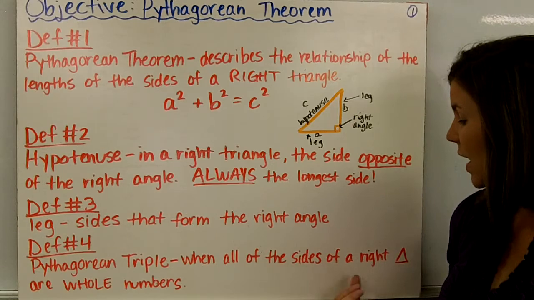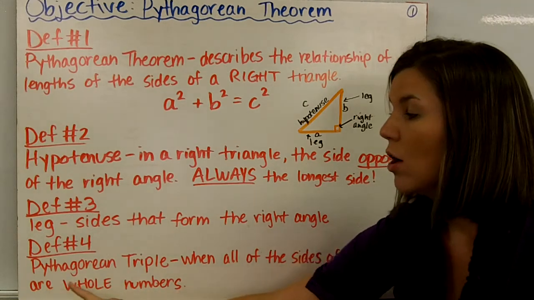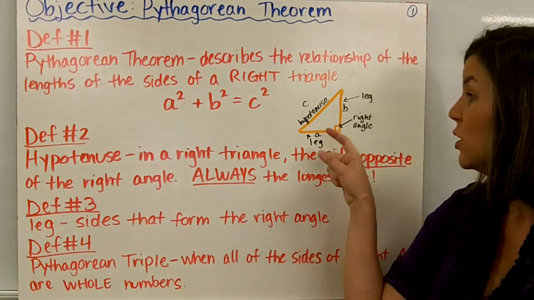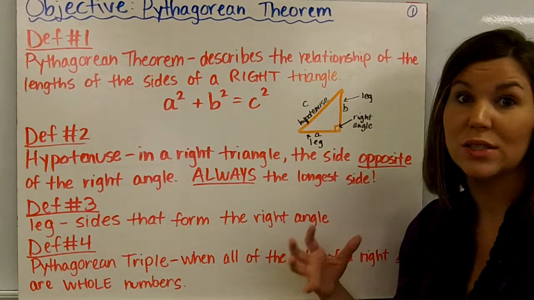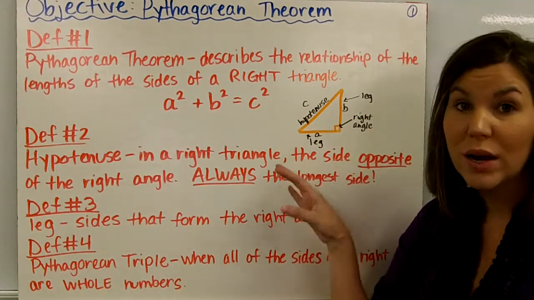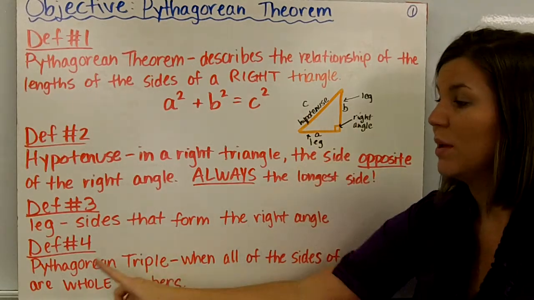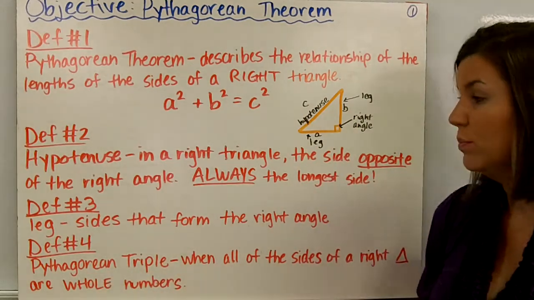Definition number 4, Pythagorean triple. When all of the sides of a right triangle are whole numbers. So sides A, B, and C will all be whole numbers. No fractions, no decimals, no irrational numbers.